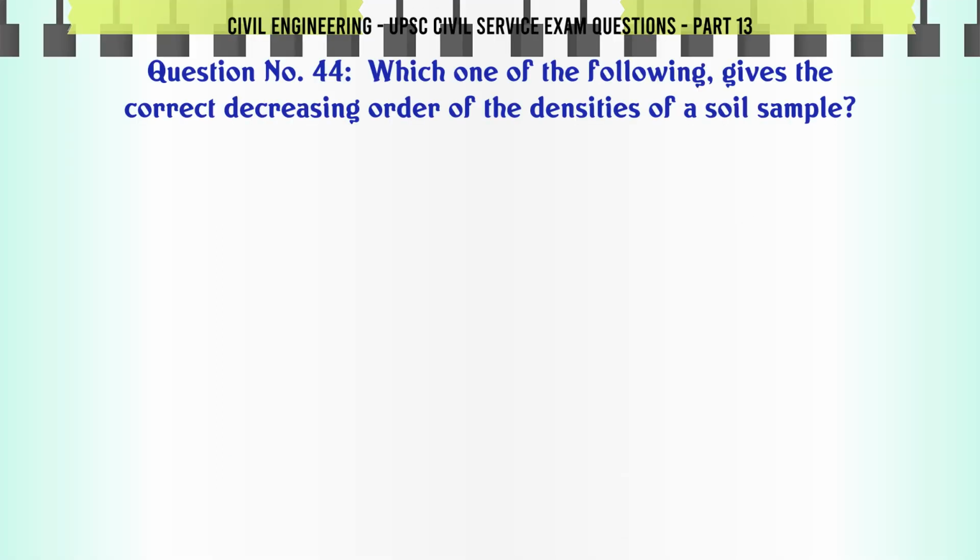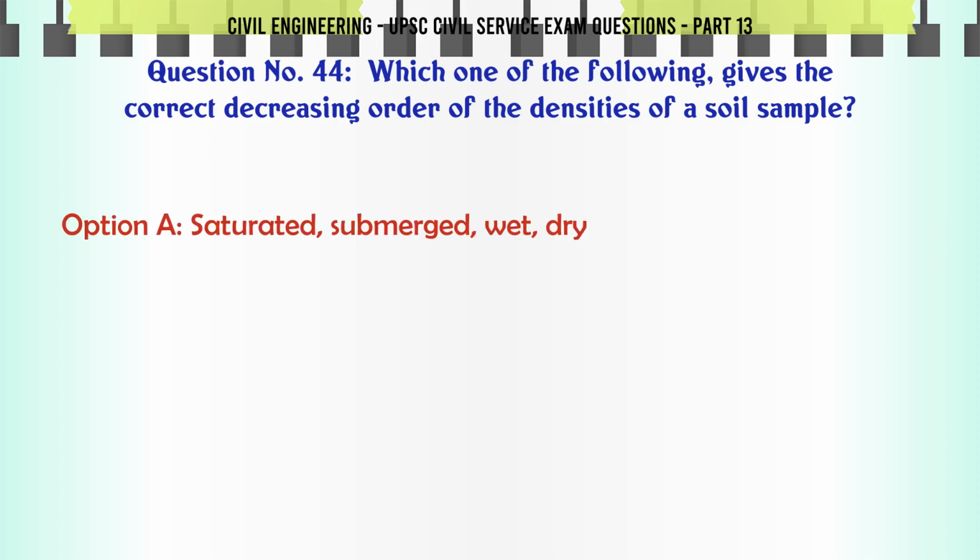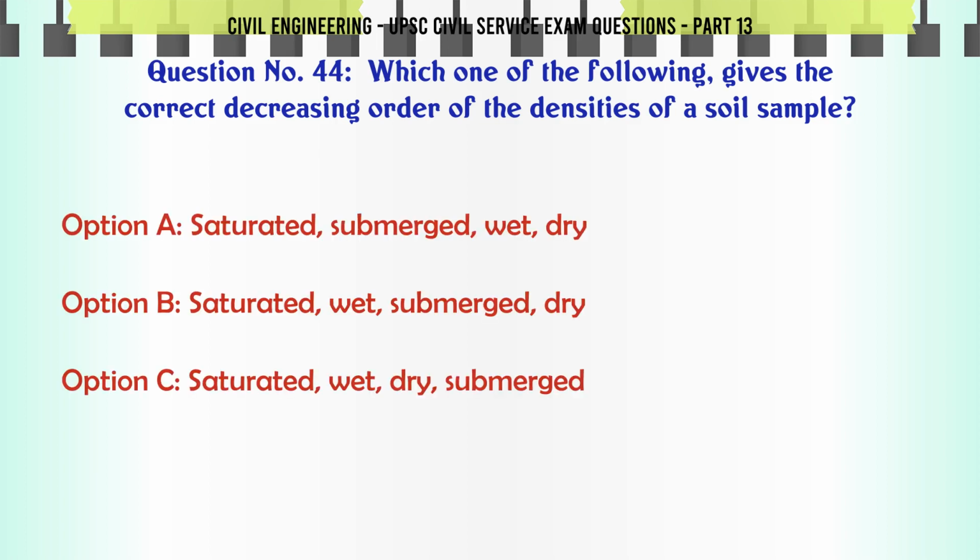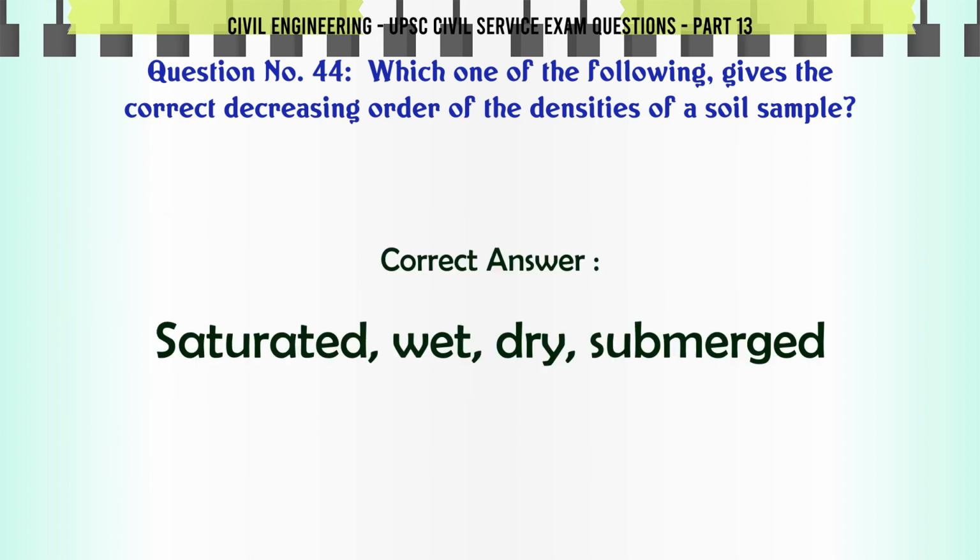Which one of the following gives the correct decreasing order of the densities of a soil sample? A. Saturated, submerged, wet, dry. B. Saturated, wet, submerged, dry. C. Saturated, wet, dry, submerged. D. Wet, saturated, submerged, dry. The correct answer is saturated, wet, dry, submerged.